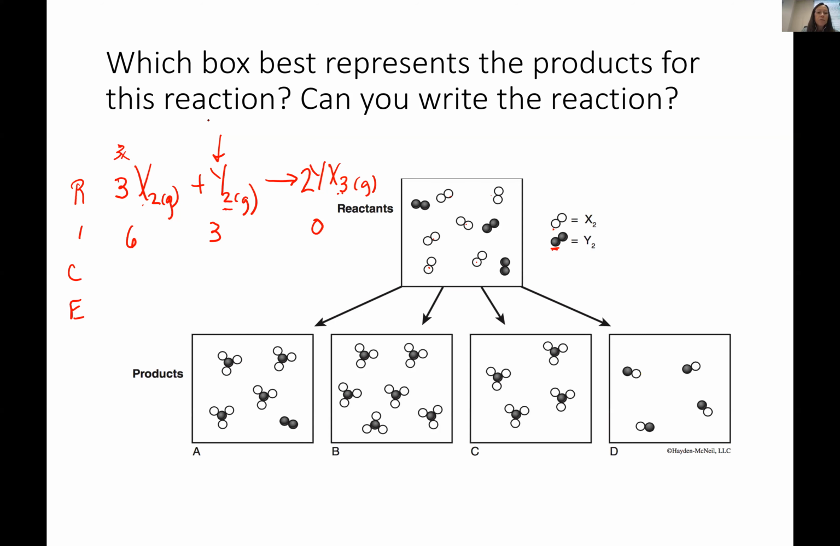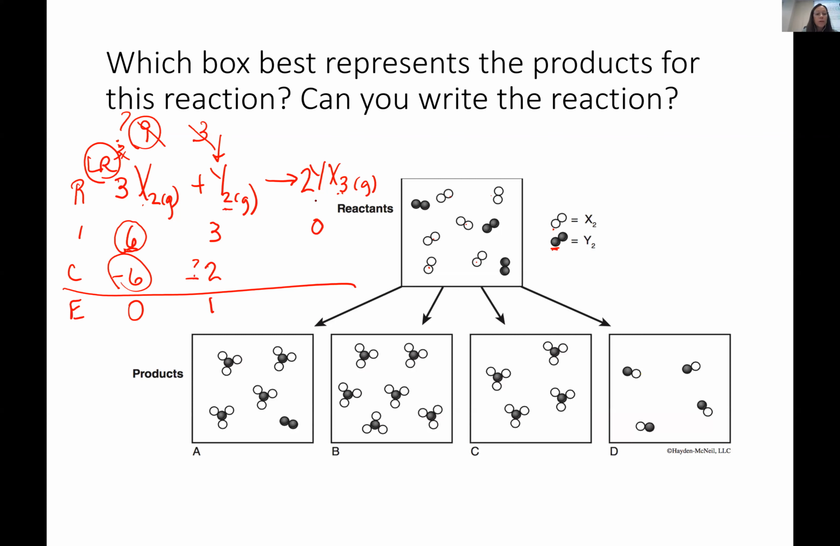So what if we had 6 of these that we're going to use? How many of these would we actually use? For every one, you need 3 times as much. So if you had 1, you would need 3. If we use 2, we would use up 6 of those and we would be left with 1.